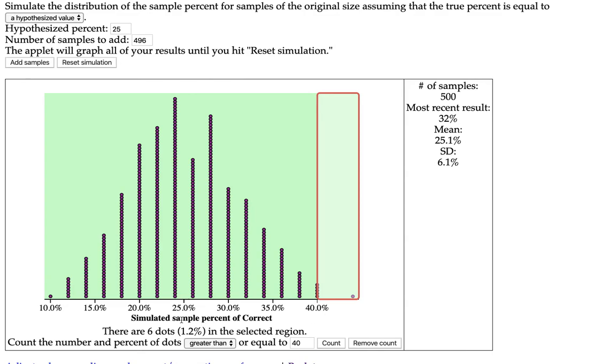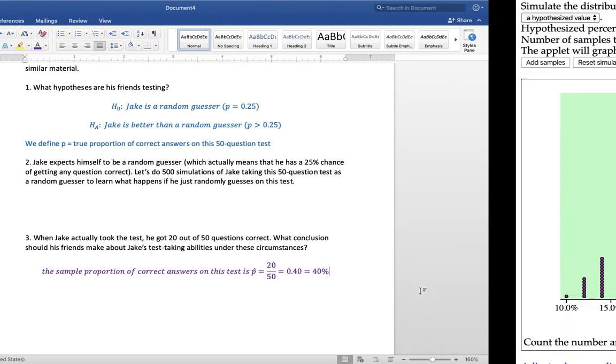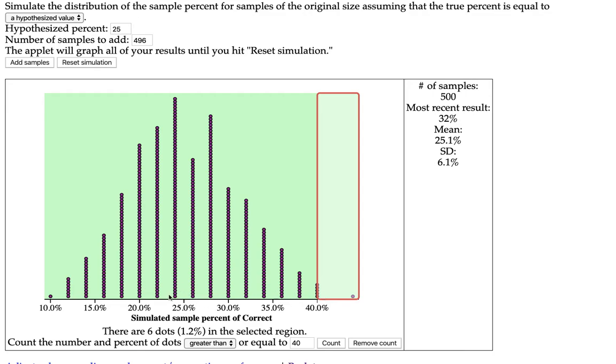Since this probability is so low, it's probably unlikely that Jake is randomly guessing. This is probably not true for Jake. It's probably true that Jake is better than a random guesser, because this 40% is far enough away from our expectation, which is 25, to say that this doesn't really occur with much probability over here. It's pretty unlikely to happen. So this 25% is probably not correct.